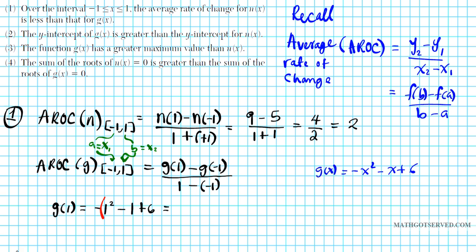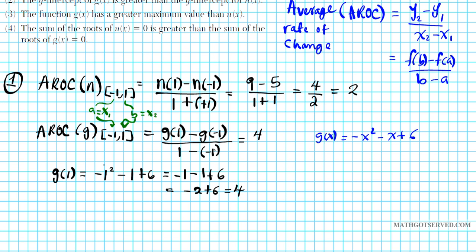Okay, so that yields negative 1 minus 1 plus 6. Okay, using order of operations, negative 1 minus 1 is negative 2 plus 6, and that gives us positive 4. Okay, so G of 1 is positive 4. Now, what do we do next? We want to find G of negative 1. Okay, so that's like your y1. So G of negative 1.